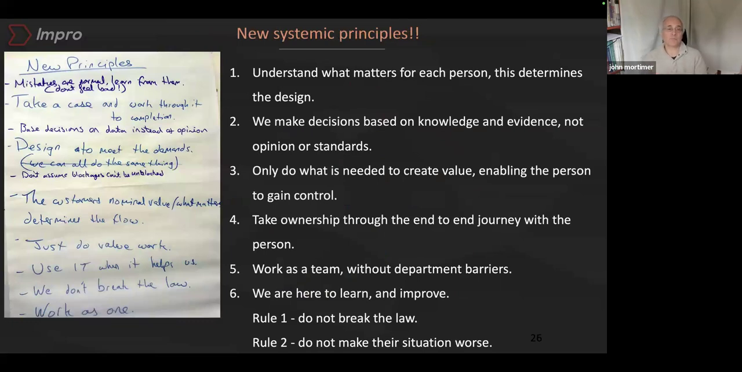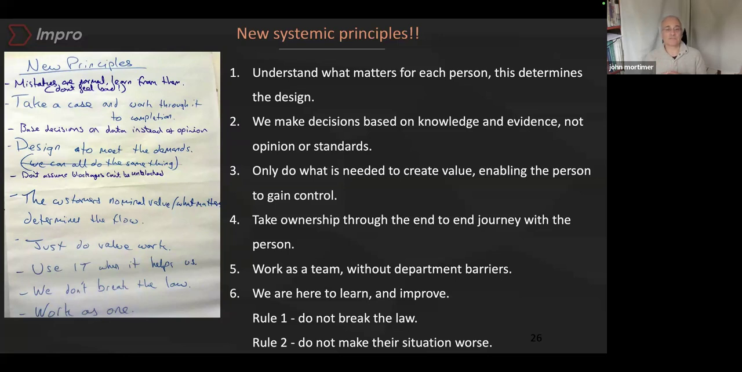Number one, understand what matters for each person. And that's what we're going to determine the design. Number two, we make decisions based on knowledge and evidence. Number three, only do what's needed to create value. Number four, take ownership end to end. Number five, work as a team without any departmental barriers.